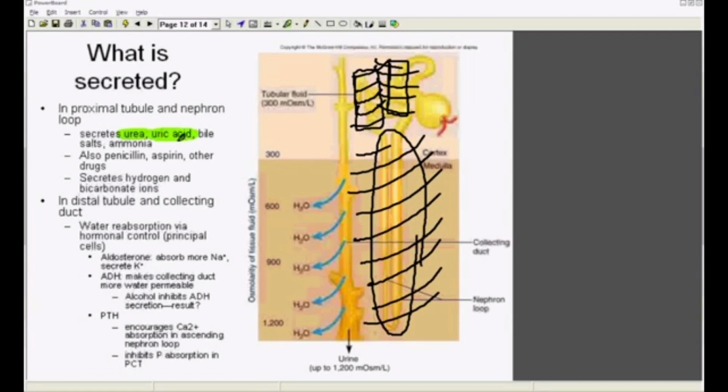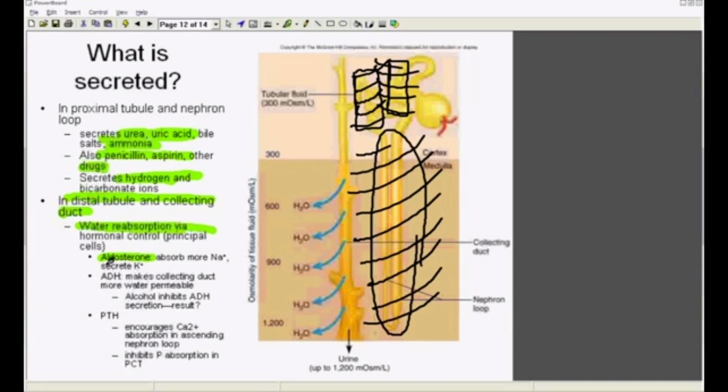This is where we get one more chance to grab urea and uric acid, ammonia molecules, drug molecules like penicillin and aspirin, all of those different things, and hydrogen ions if we need to adjust the blood pH. Those are all things that I can actively secrete into the forming urine. I pull it from the peritubular capillaries and I actively secrete it into the urine. Now, in the distal convoluted tubule and the collecting duct, I can also do this, but in addition, I can also actively, again, still keep reabsorbing water.